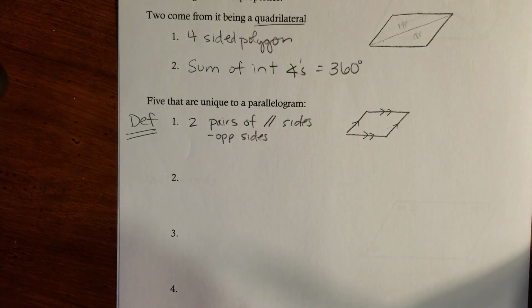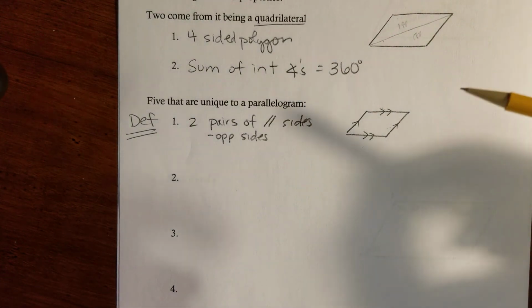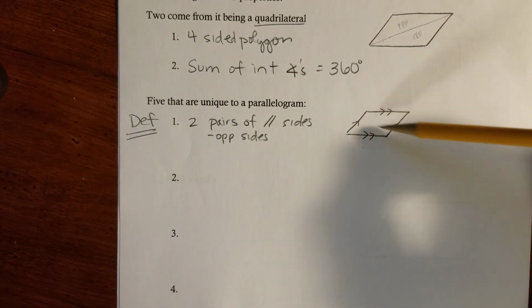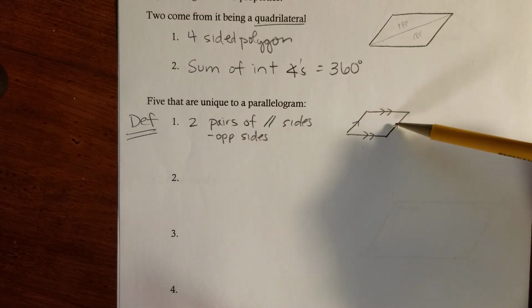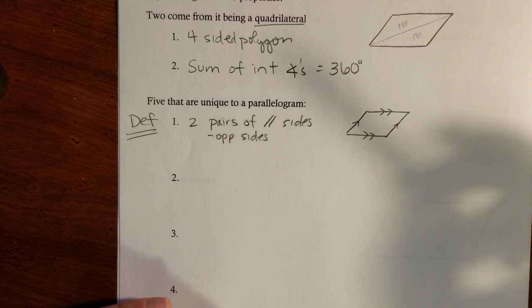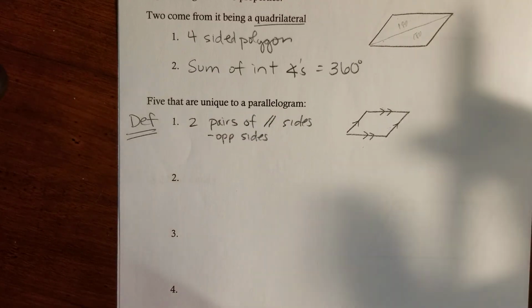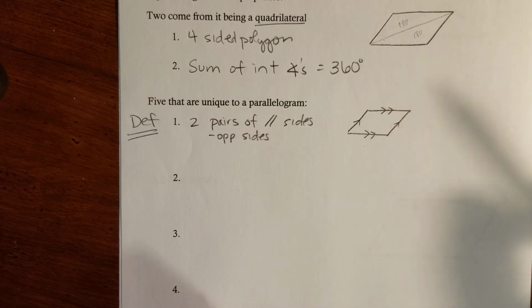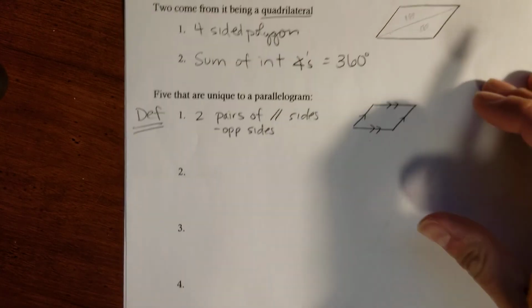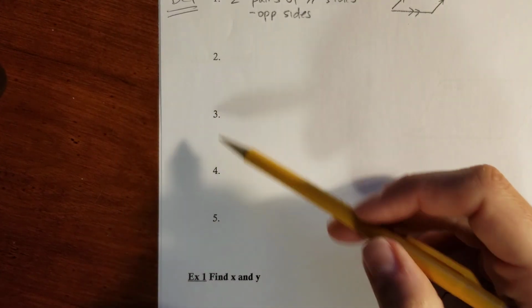When you're looking at a quadrilateral, you know for sure it's a parallelogram if the opposite sides are parallel. If you don't know that both are parallel, then you don't for sure know it's a parallelogram. You can assume, but we need to know for sure. So they either need to be marked parallel or we need to be told they're parallel. Now, these other four are just properties.